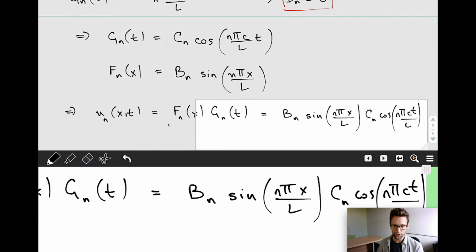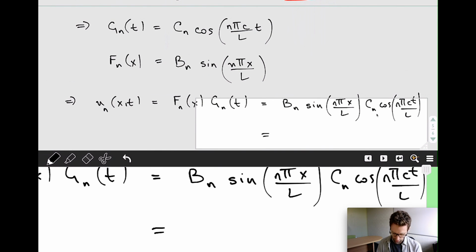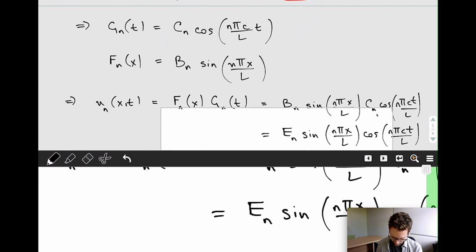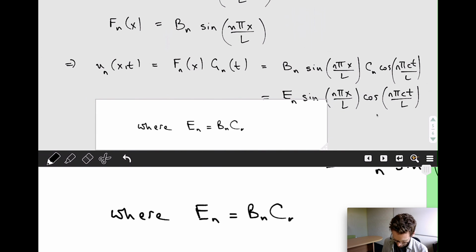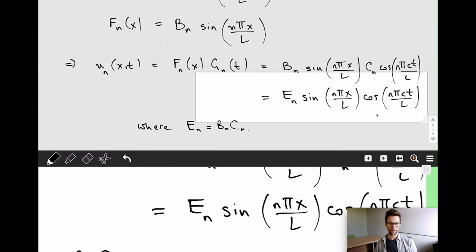And you see that I've got two coefficients here now, b_n and c_n, but they appear in the combination b times c. So I can actually introduce one last coefficient, let's call it e_n. And now I have a single coefficient for every n, where here e_n is just b_n times c_n. So here's my solution for this particular value of n.